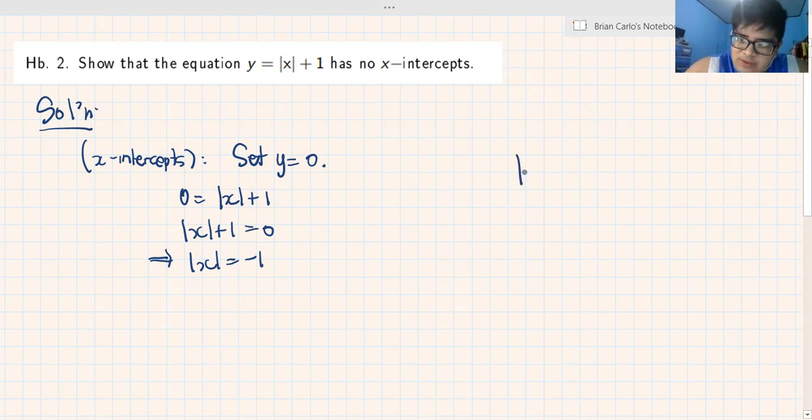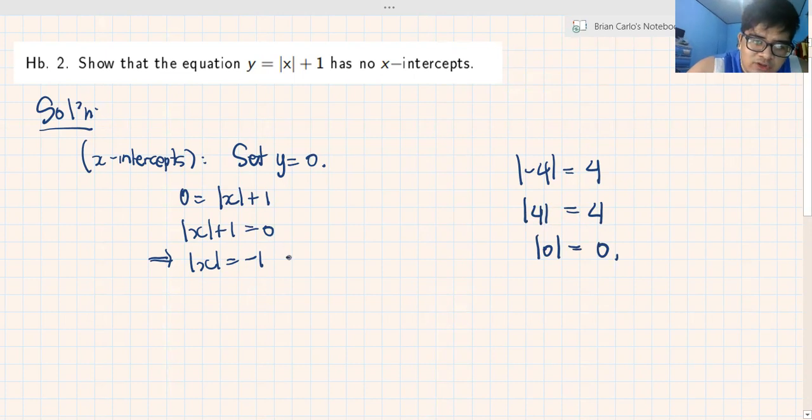Diba halimbawa, absolute value of negative 4. Diba yan ay 4? Absolute value of 4 ay 4. Ang absolute value of 0 is 0. Kahit kailan hindi siya nagiging negative. So we have a contradiction. What do I mean by contradiction? Ibig sabihin, there is no real solution to this problem.